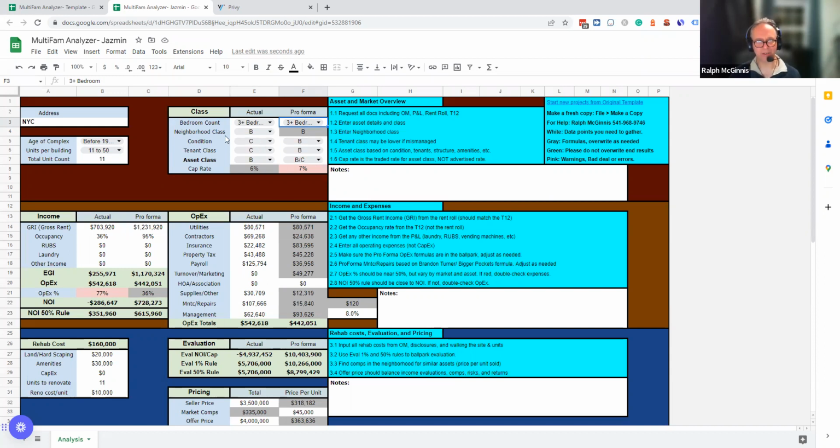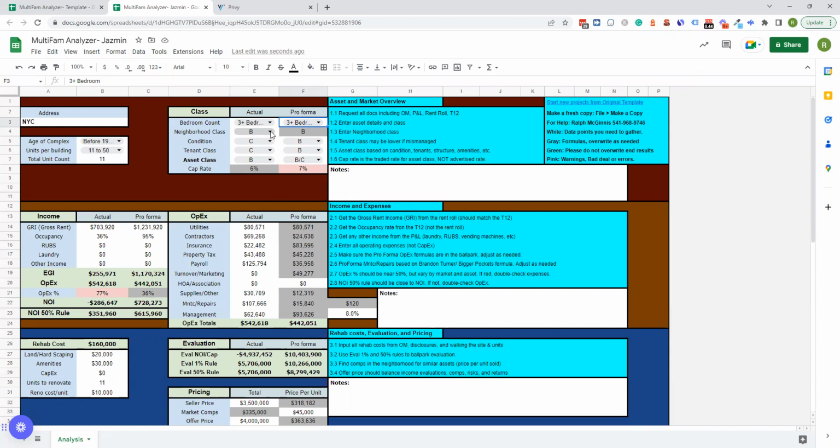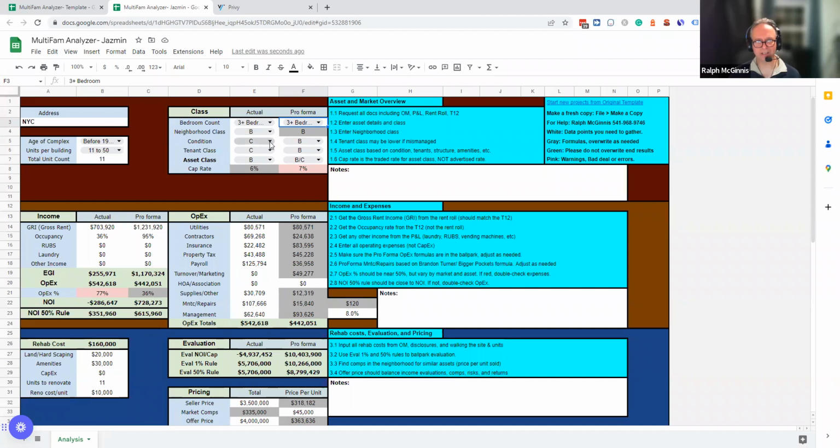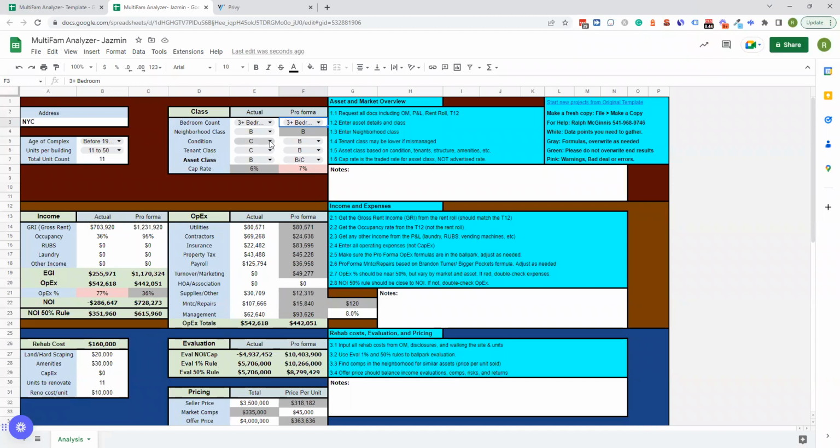So neighborhood class, what would you say that neighborhood is? The asset is a class B. Is that also a B class neighborhood or is it different? Yes, it is a B-class neighborhood. All right. And what about its current condition? Is it in disrepair? Is it well maintained? Okay, so I'm looking at these pics here and they look fairly decent.